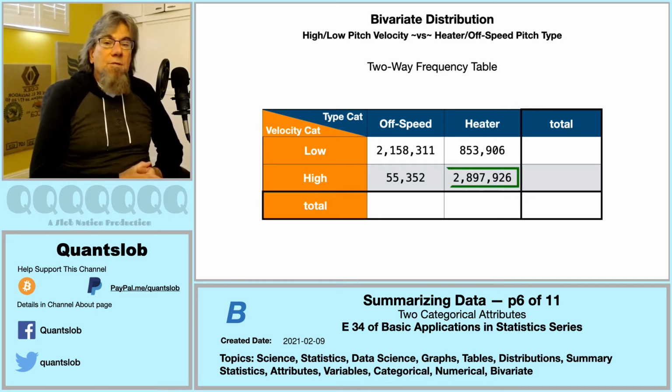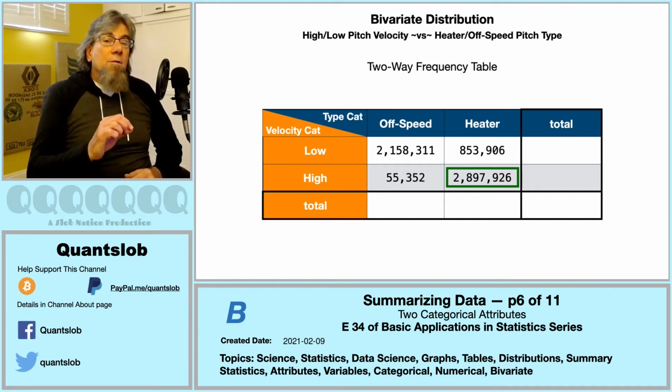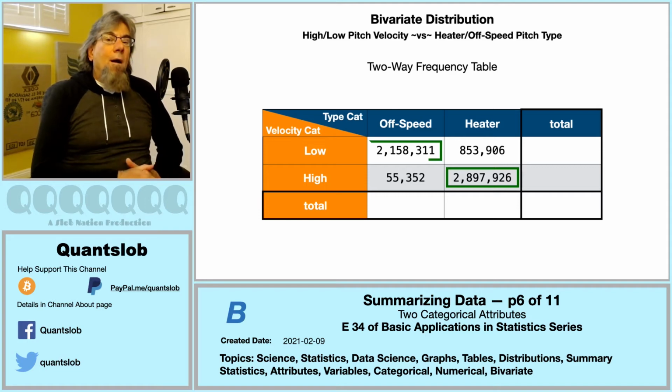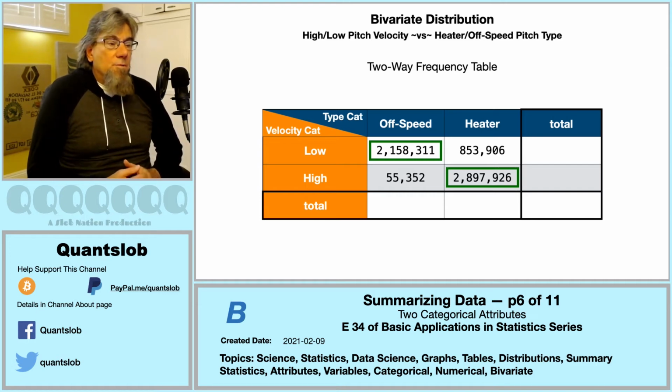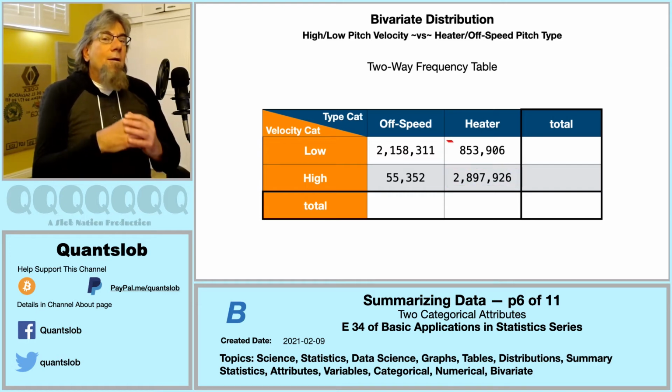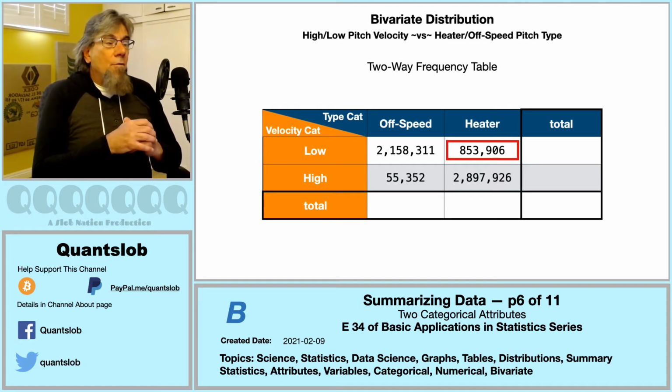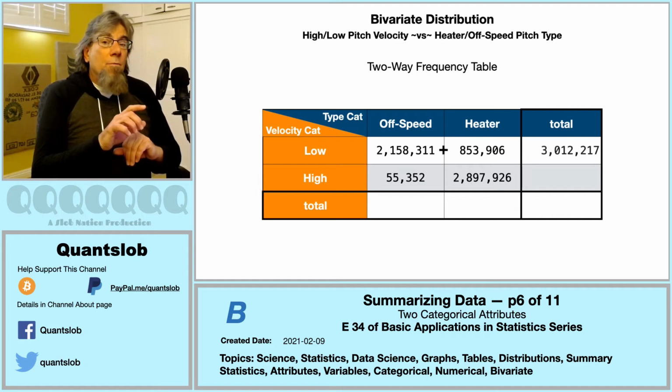So, for example, we can see here that very close to 2.9 million pitches are recorded as high velocity and at the same time categorized as a heater. Now, make note of the fact that a heavy preponderance of pitches are on the diagonal here, which is what we would expect. But there are counterexamples to this. So look here, over 850,000 pitches had low velocity and yet are classified as heaters. Seems a little unusual.